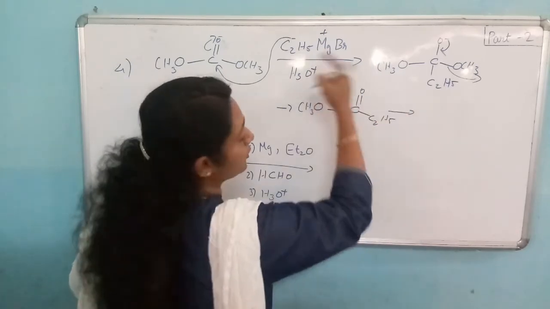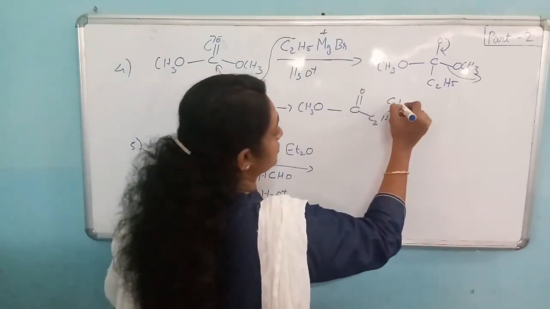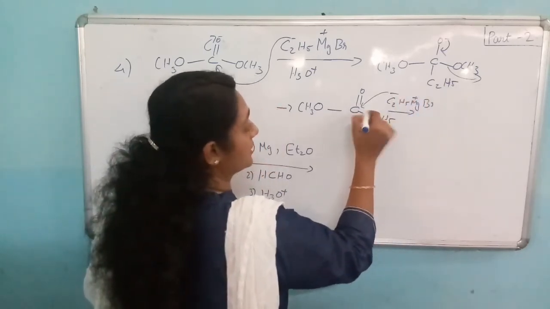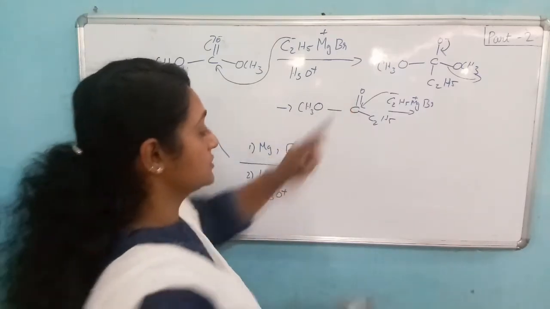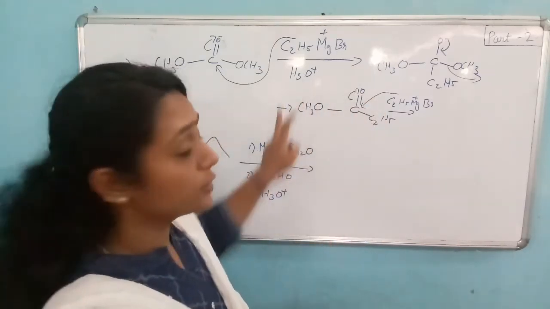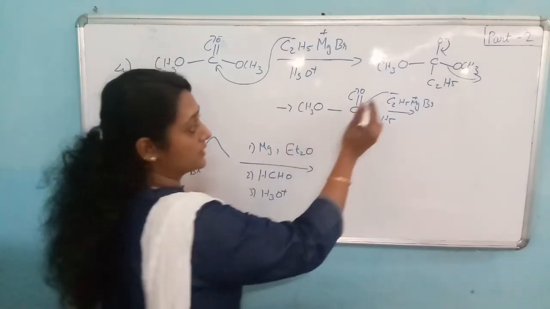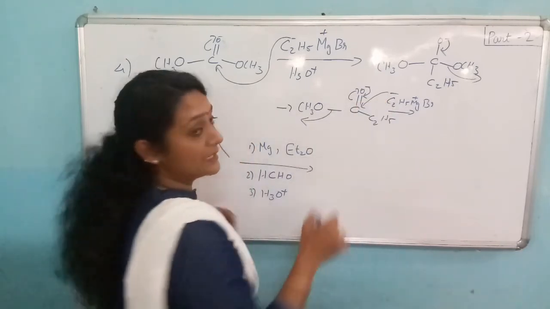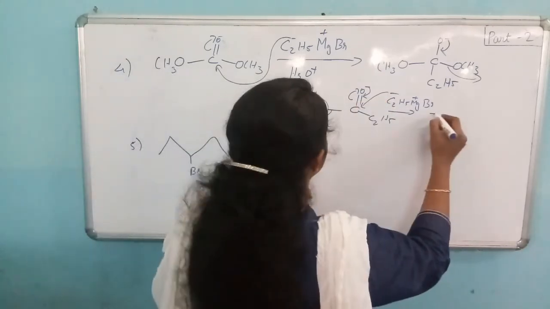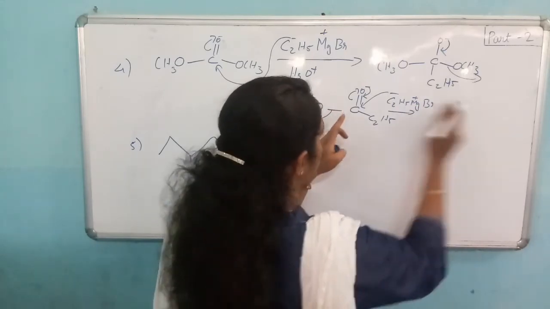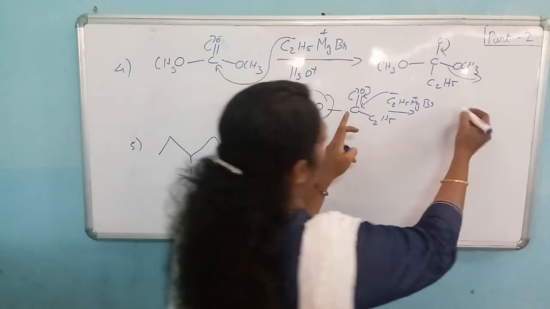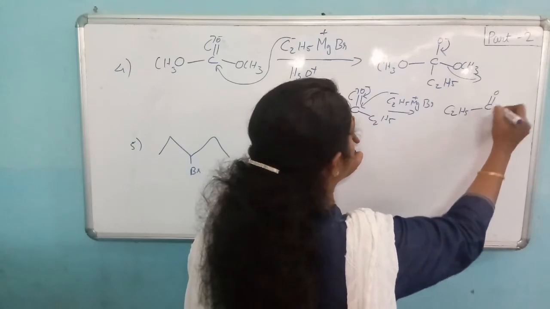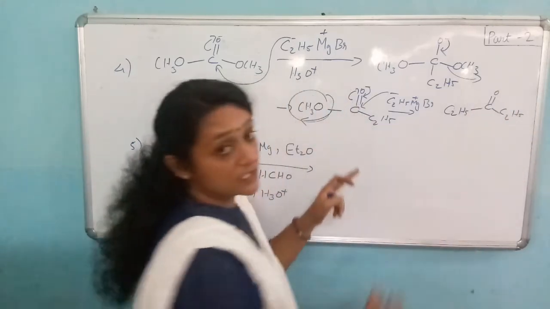Again it reacts with one molecule of Grignard reagent, C2H5 MgBr, Mg plus C2H5 minus. Again it attacks the carbon, and the bond shifts to oxygen. One more methoxide group is present on the same carbon atom, therefore the negative charge comes back and this group leaves. Therefore we get the product, and in that place C2H5 comes: C double bond O C2H5. This is a ketone.